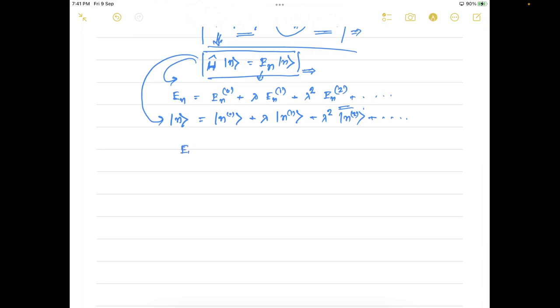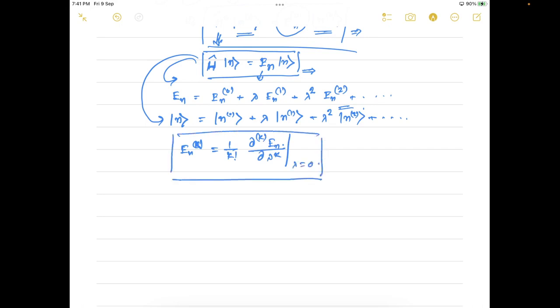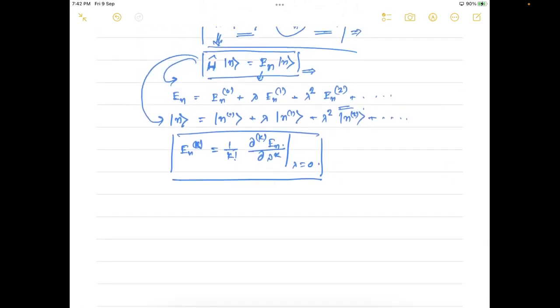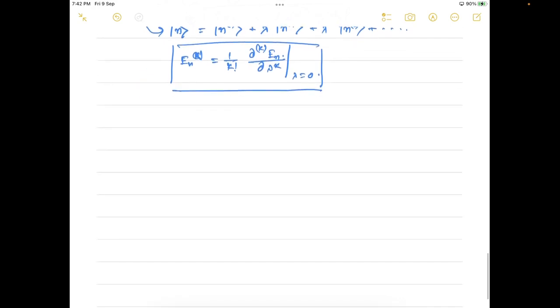So Enk, in general, will be 1 upon k factorial times del k of En divided by del lambda k at lambda equal to 0. This is the general expression. Now just put the value of H, En and n in this equation: H|n> equal to En|n>.